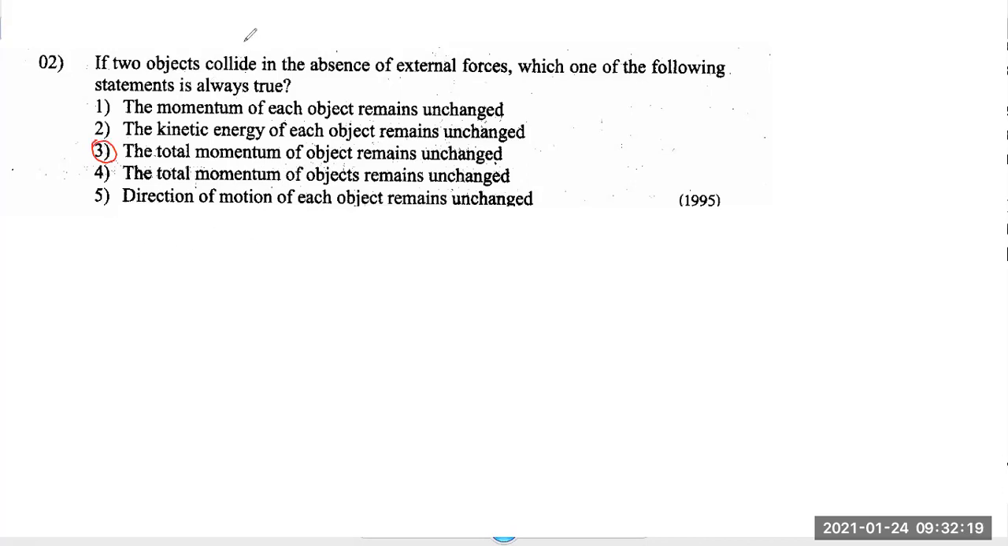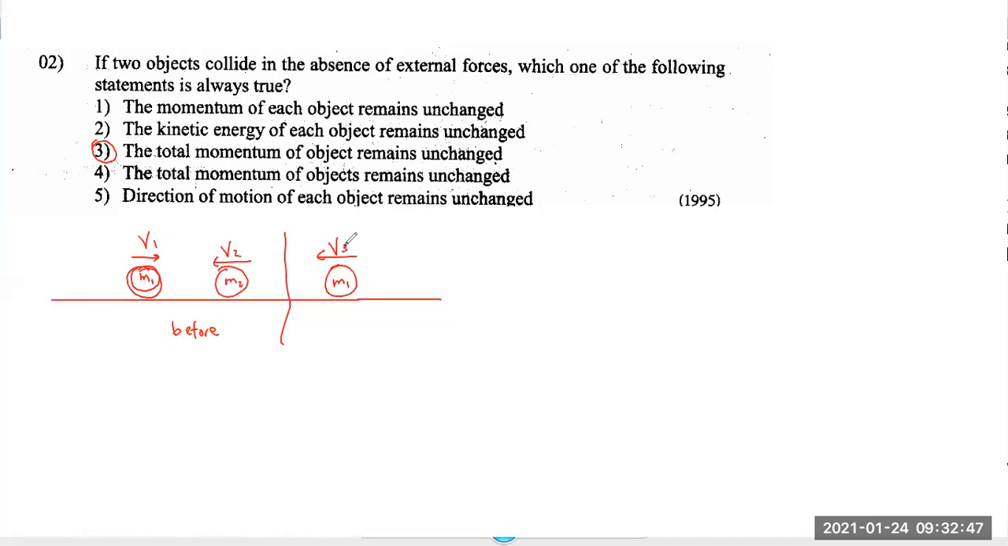Now, for example, if you take a random collision, we know two objects will be moving like this, m1 with v1, and another object traveling at m2 v2. This is just before the collision, and right after the collision there are a few possibilities. I'll just take a random possibility: m1 goes this side and m2 goes this side, v3 and v4, something like this. This is just right after the collision.